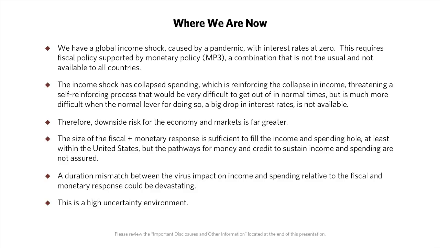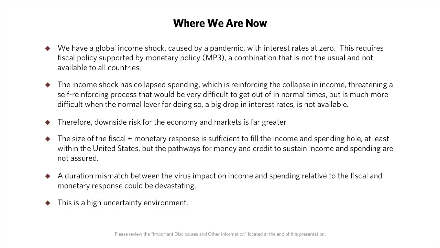The size of the fiscal and monetary response is now sufficient to fill the income and spending gap that has been created, at least within the United States. But the pathways for that money and credit to sustain income and spending are not assured. I think the biggest risk is a duration mismatch. It's a different kind of duration mismatch than we normally talk about in investing. This is a time frame mismatch between how long and how deeply the virus impacts income and spending in relation to how much and how long the fiscal and monetary response can last.